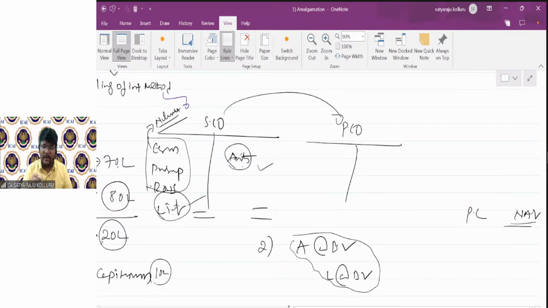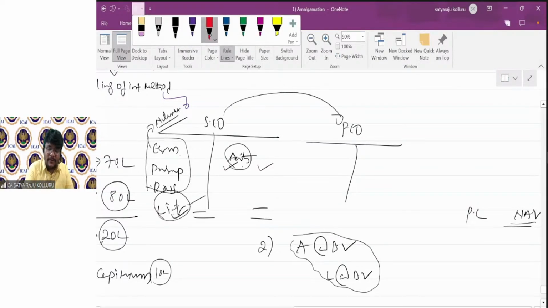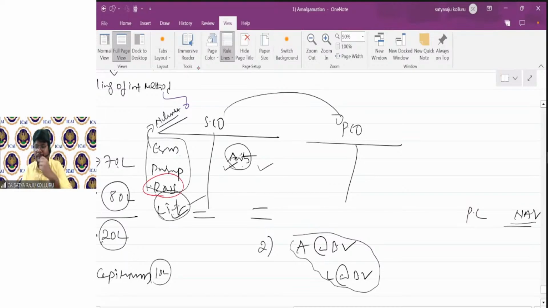Here, assets minus liabilities is nothing but net worth only. And one more thing I want to highlight here. In case of amalgamation in the nature of merger, the purchasing company will take over not only assets and liabilities, but also the reserves and surplus of the selling company. How is it possible, sir?